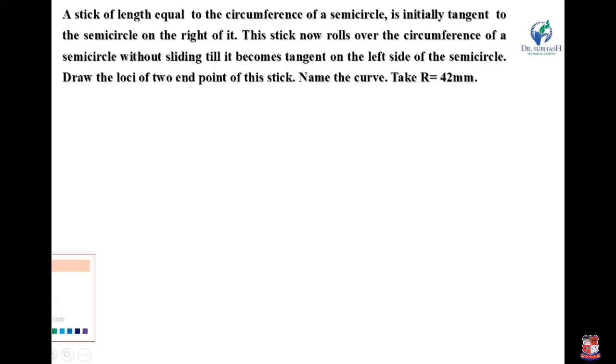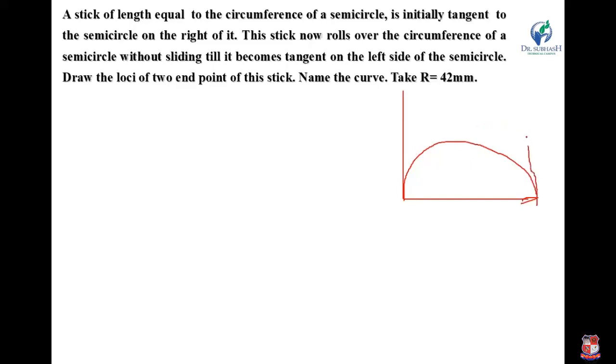So here we have to draw first of all a semicircle of radius 42 mm. Now one stick is there. It is tangent to this semicircle on one side. Now this stick will roll on this semicircle and finally it will come here. So we have to draw the locus of these two endpoints of this stick.